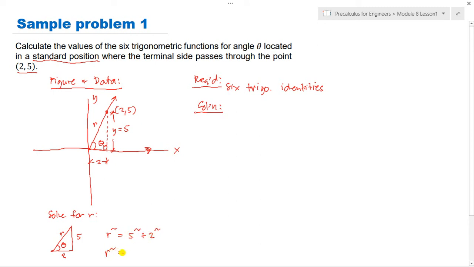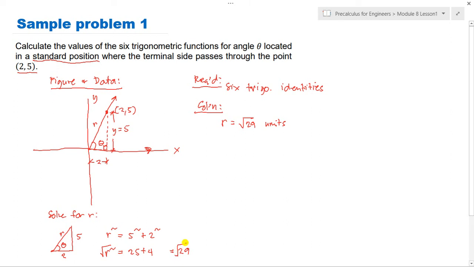Summing this up, this is 25 plus 4, so that is 29. Therefore, our r value is equal to the square root of 29. Just take the positive because we don't have a negative value for our radius. It is positive since it is one of the parameters of the circle. That is square root of 29 units. Okay, so that is the value of our radius, because we can take the square root of both sides here. So what is the next thing to do?